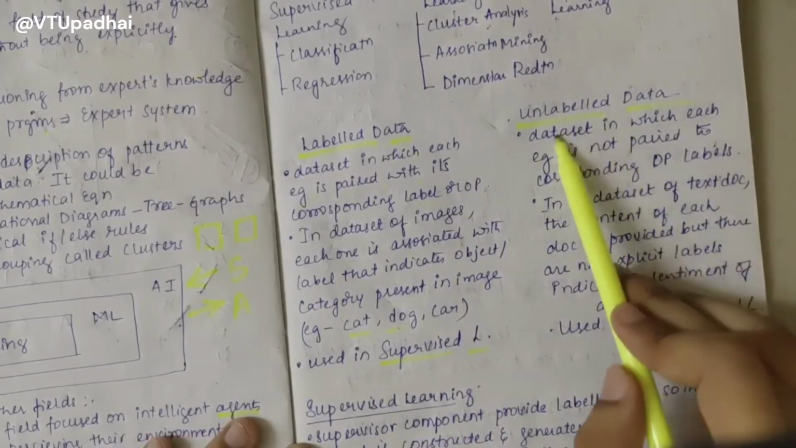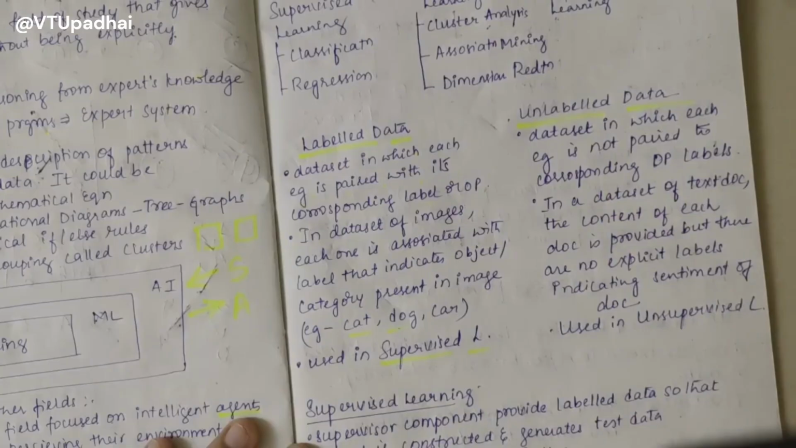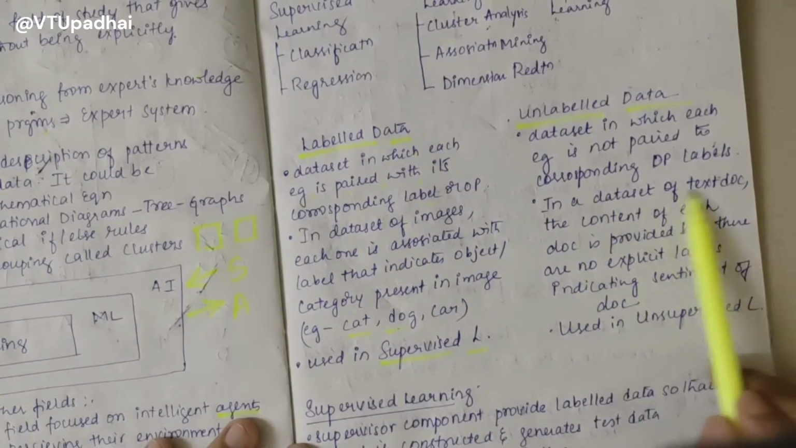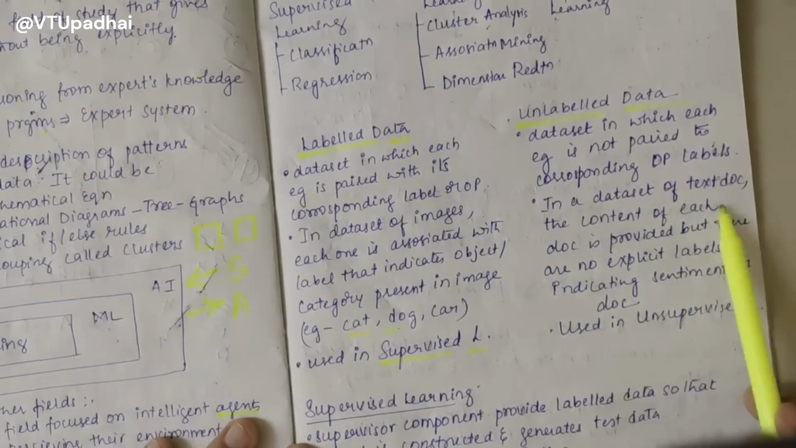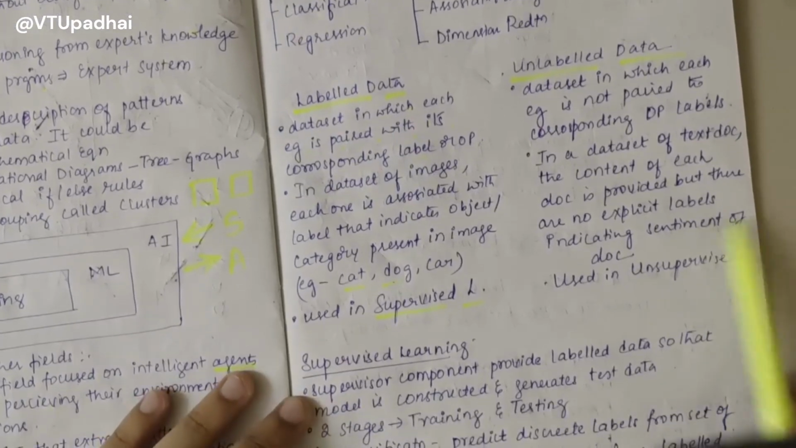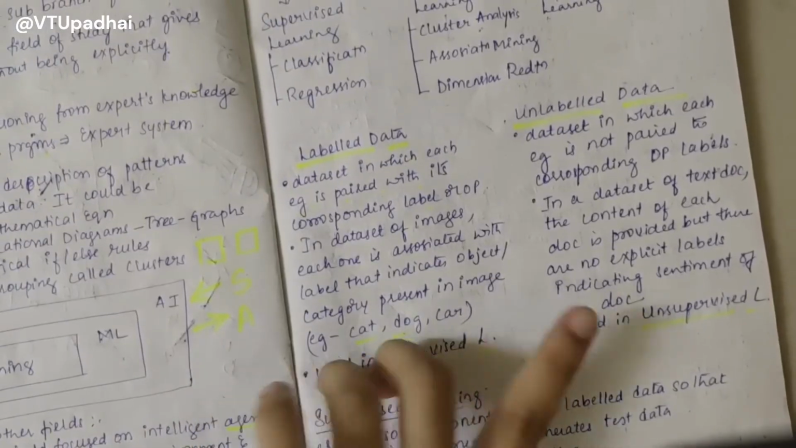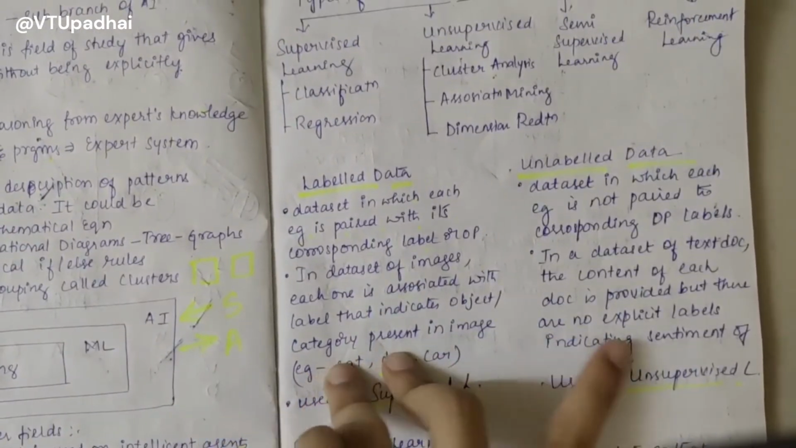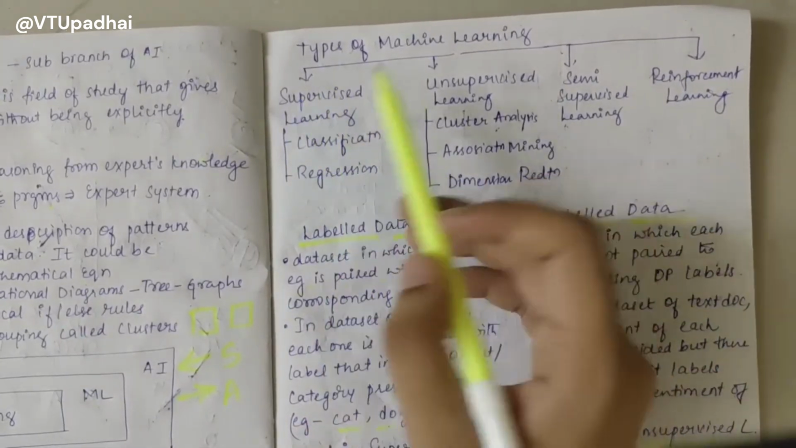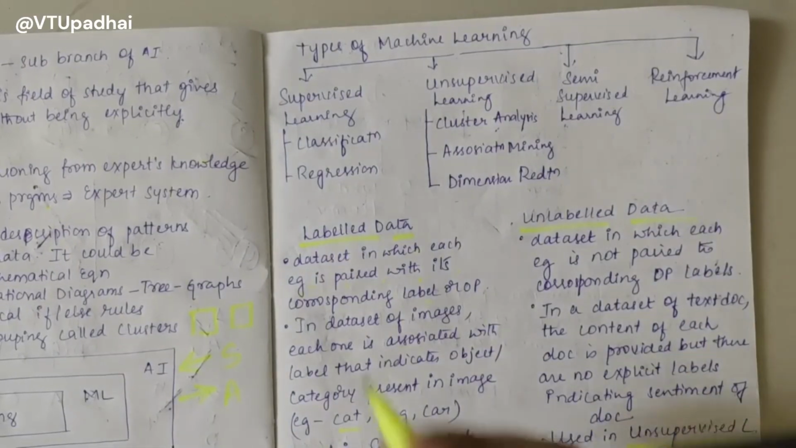Coming to unlabeled data, it is a data set in which each example is not paired with corresponding output labels. So that is the opposite. In a data set of text documents, the content of each document is provided, but there are no explicit labels indicating the sentiment of the document. This is used in unsupervised learning. So this was about labeled and unlabeled. Having brief knowledge of these, we'll look into the types of ML. There are 4 major types: supervised, unsupervised, semi-supervised and reinforcement.